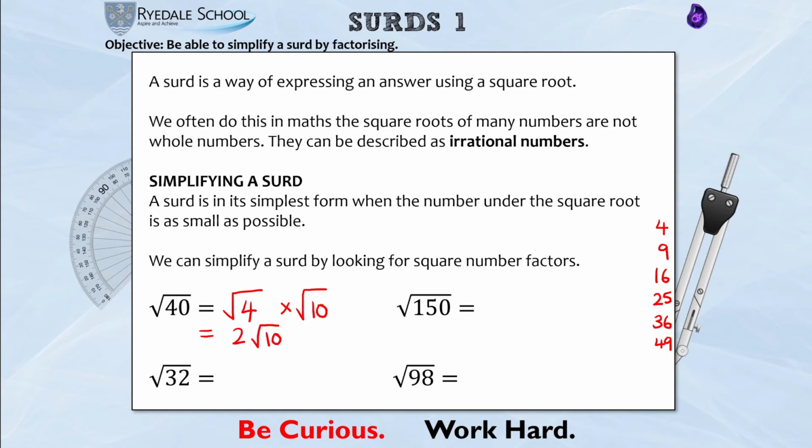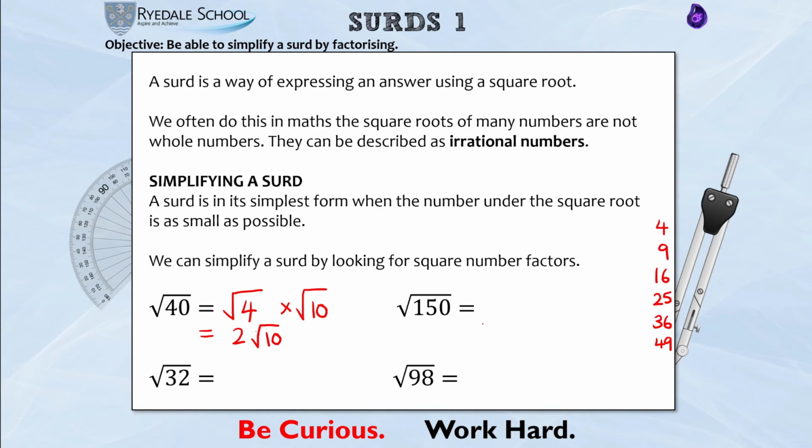Now I know what one or two of you are going to say in this topic. Sir, that looks more complicated than that. And yes, visually, it might look more complicated, but the goal of simplifying a surd is to make the number under the square root as small as possible. Let's look at another one.